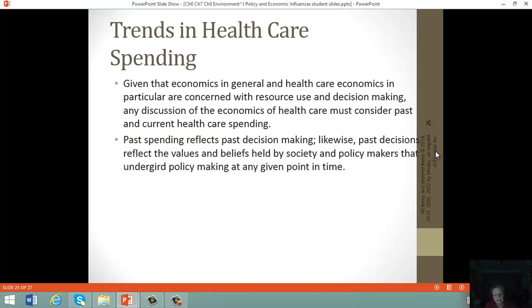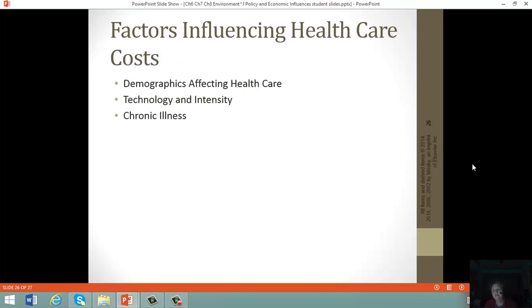An example of that is that many children prior to the 1950s and 1960s were born at home. More children were born at home with better outcomes. But, and I think I've given you this example before, with the better access to obstetricians and hospitals, women started having babies in the hospital with not as good outcomes for the mother or for the babies. So we just need to look at our past to see what direction we should be going in the future. And past spending reflects past decision making, and that also reflects the values and beliefs held by the society. And policymakers have to listen to that, and then we have to make sure that we are using our voice to influence that.